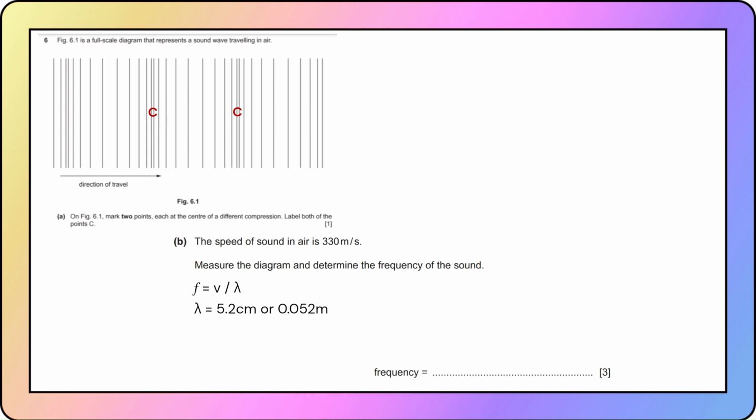The measurement won't be correct on your screen as the scale is different on the paper. Next, input the values in the equation and then add it into your calculator to get 6,300 Hz rounded to two significant figures as your final answer. That will be the end of our question.